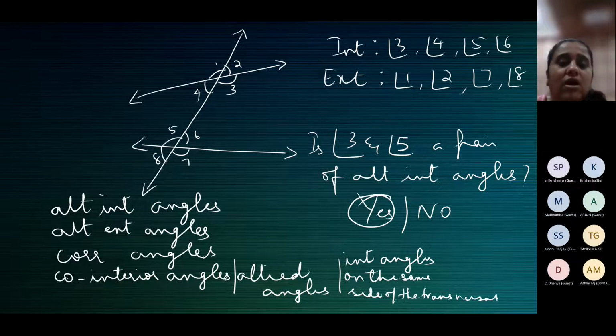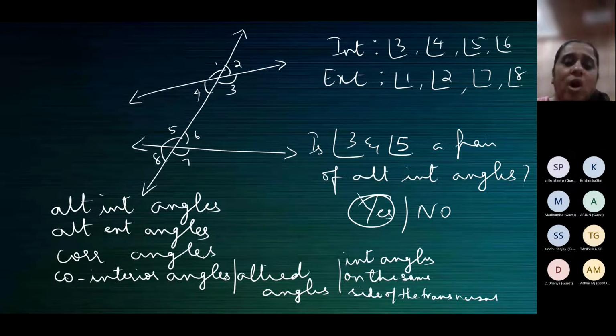Okay. So now angle 3 and angle 5 form a pair of alternate interior angles. Now tell me the other pair of alternate interior angles. Angle 4 and angle 6. Angle 4 and angle 6.